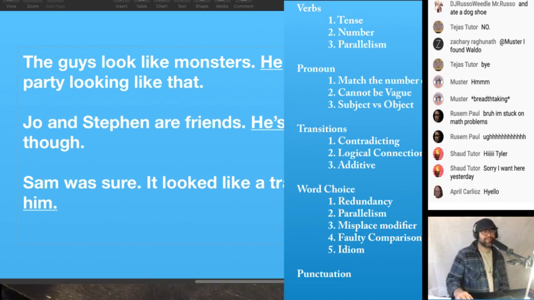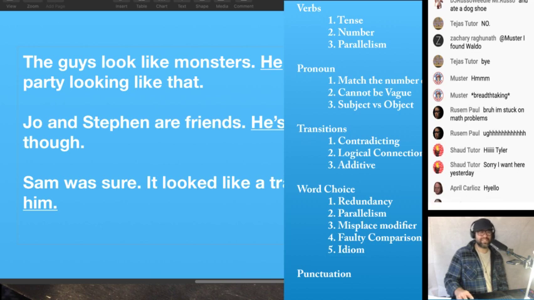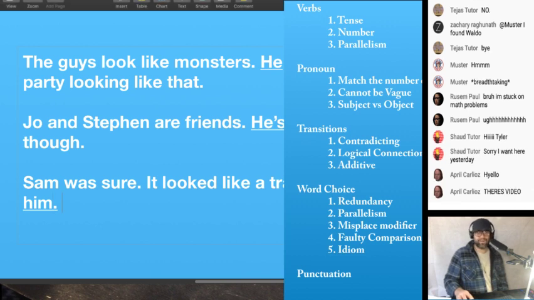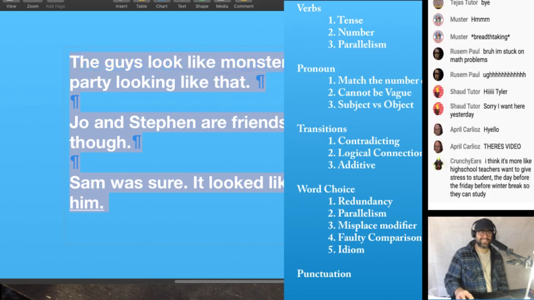But we do have some word choice kind of issues here. The first issue with word choice is redundancy. And what redundancy looks like is something like this.